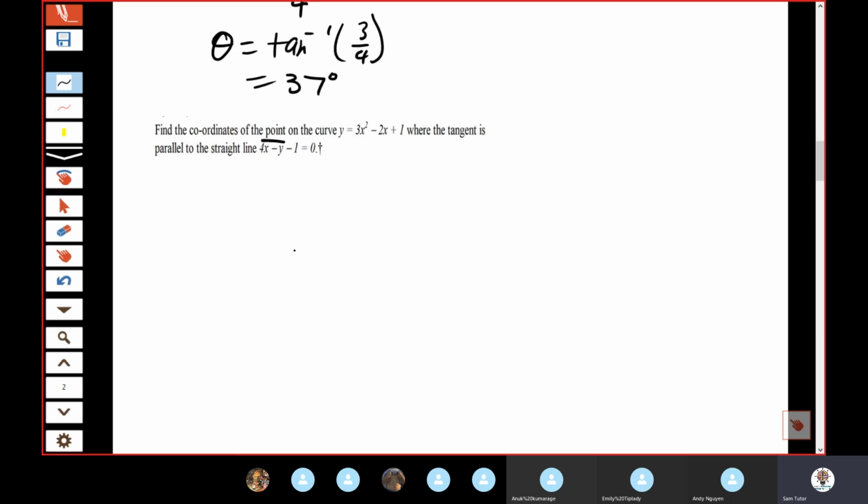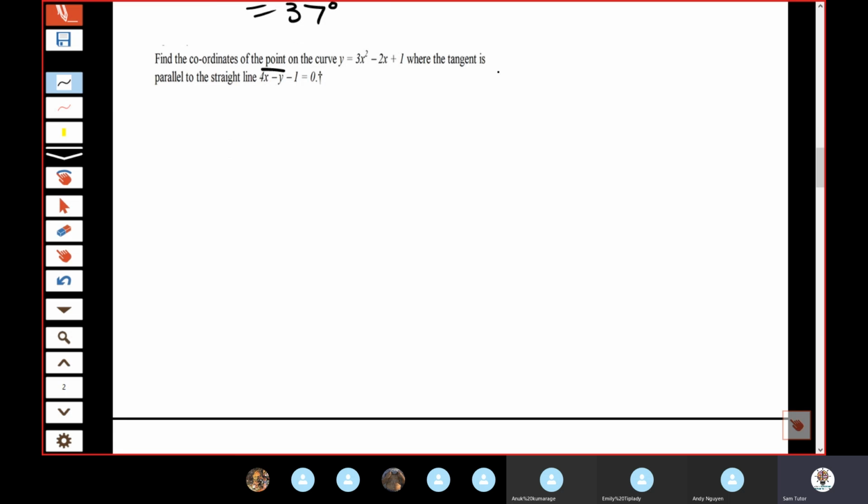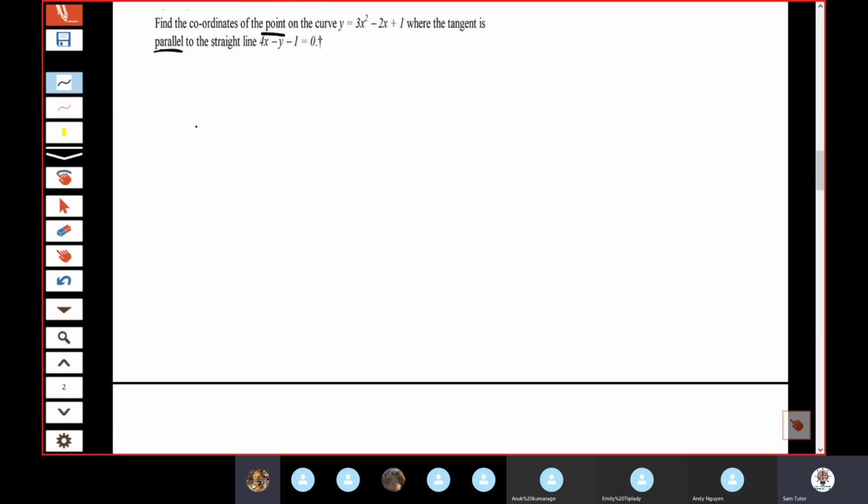Okay, who wants to try this? Find the coordinates on the point of the curve, where the tangent is parallel to this straight line. No, Shania, then we're going to start from the bottom. Shania, you're going to go for it. Find the coordinates of the point on the curve y equals 3x squared, where the tangent is parallel. All right, what are you thinking? Don't overthink. All right, that's step 1. Step 2, do what we've been doing, I guess. What are you going to say?